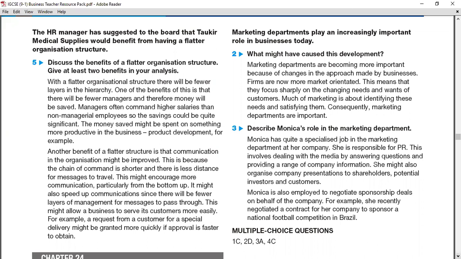One of the benefits is that there will be a few managers, and therefore money will be saved. Managers often command higher salaries than non-managerial employees, so the savings could be quite significant. The money saved might be spent on something more productive in the business. So product development, for example.